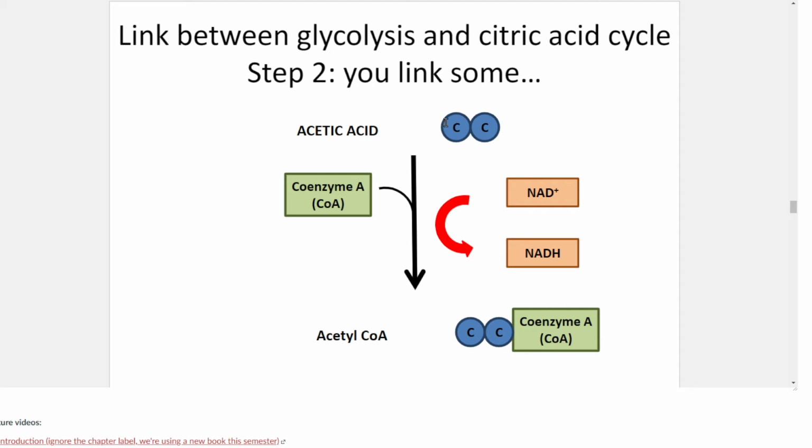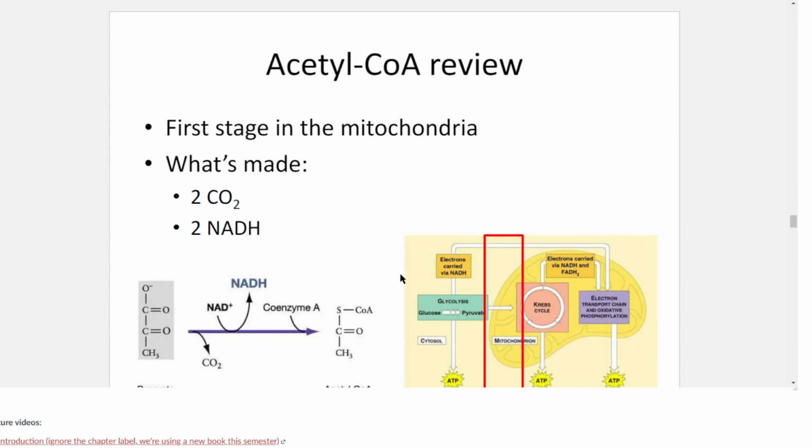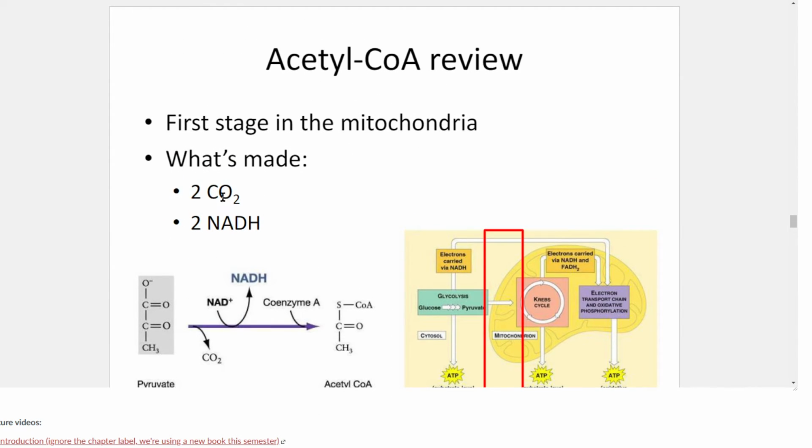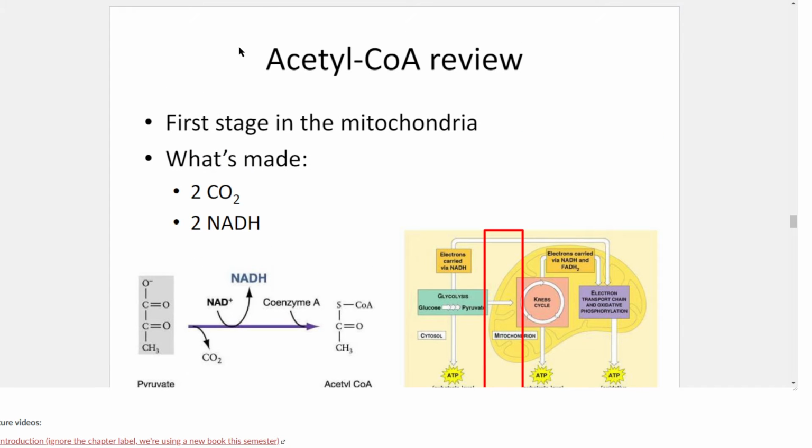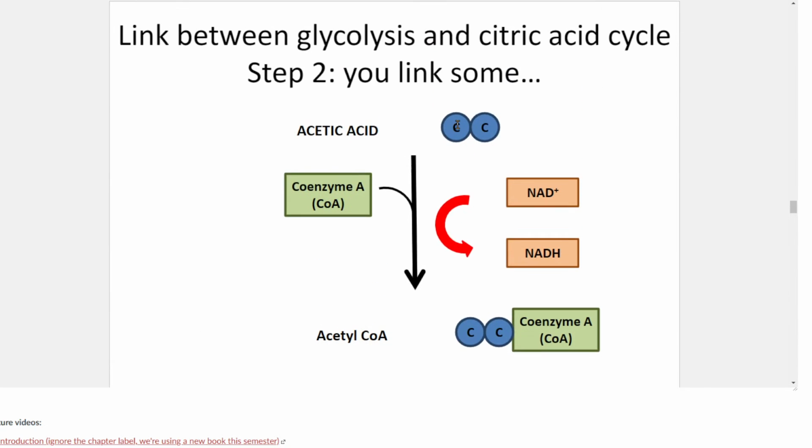Then we're going to get these 2 carbons, NAD+, and we're going to get more electrons out of that, right? More energy, more electrons. We're going to harvest more energy, and we're going to get this coenzyme A, or CoA, and this carbon will attach, forming acetyl CoA. So what's made? 2 NADH and 2 CO2s. And this is what we made: acetyl CoA, which is 2 carbons with CoA.